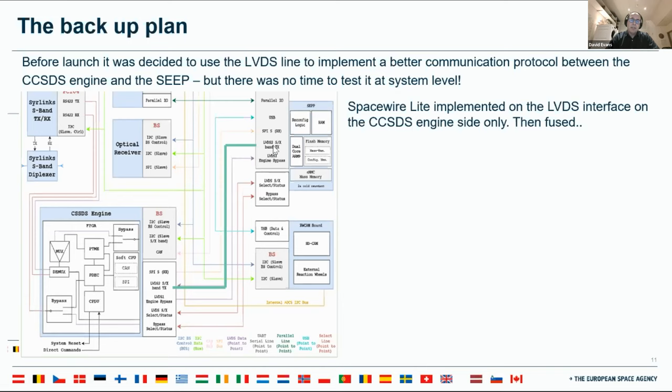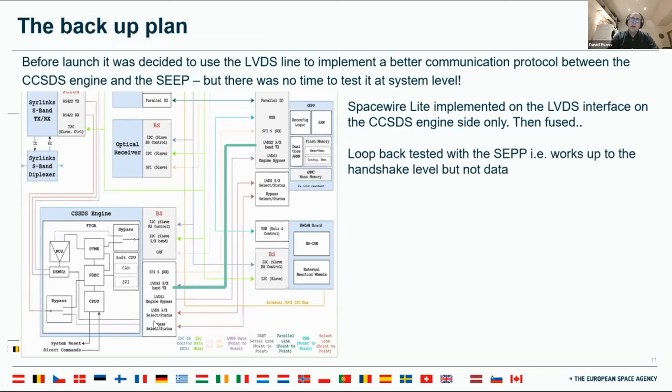But there was no time to test it. So this was the problem. What we had to do is implement it. Now, the CCSDS engine is a ProASIC, and it's fused, so we can't update it in orbit. So this was the bit to get right first. The manufacturer implemented SpaceWire Lite on it, did some local testing, and then fused it. On the system side, we did some loopback testing, which worked up to the handshake level, but no data. We didn't have time to actually test it with data going between the two links.